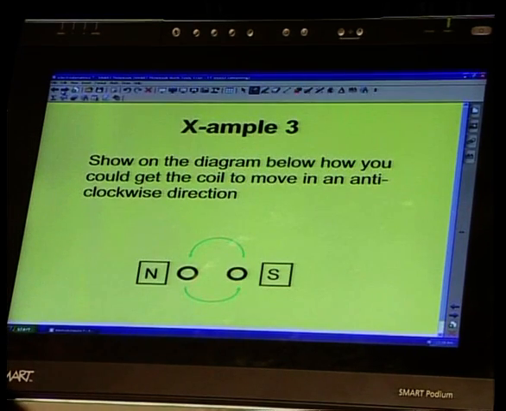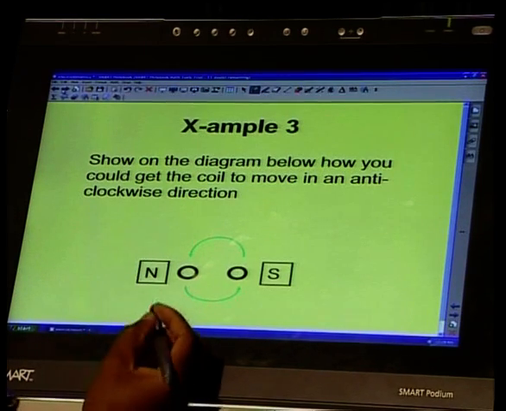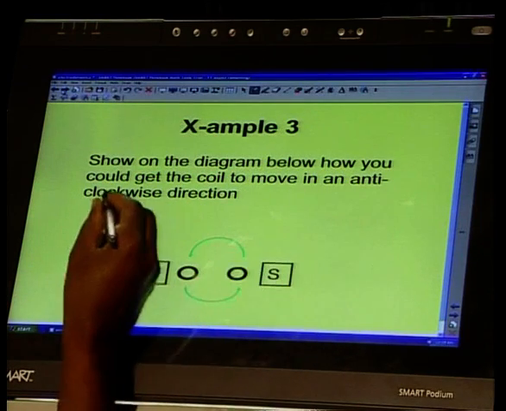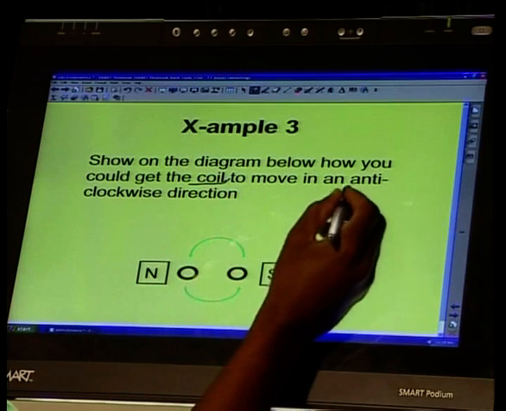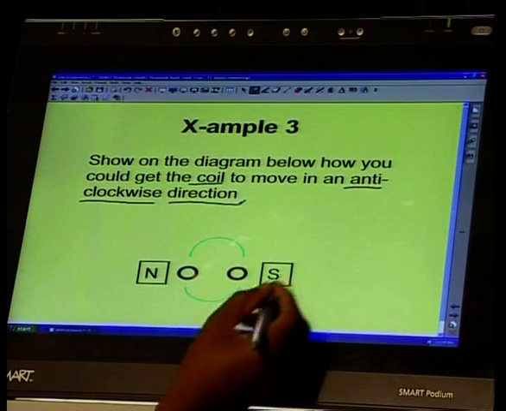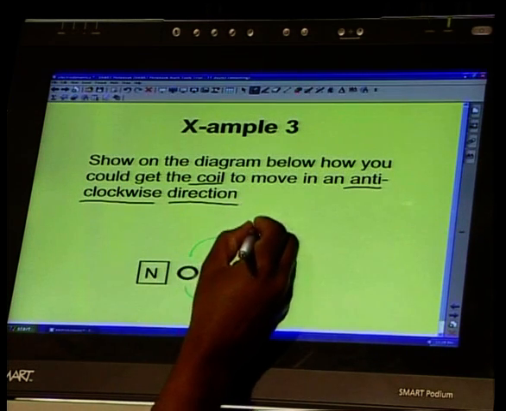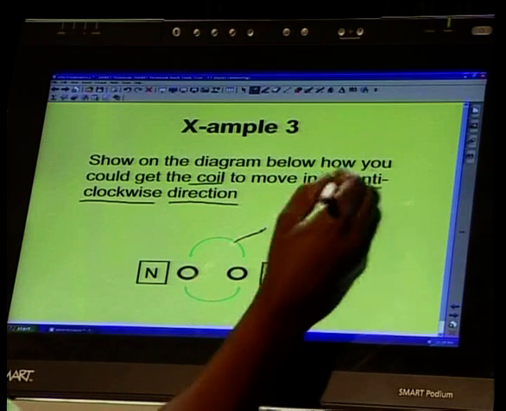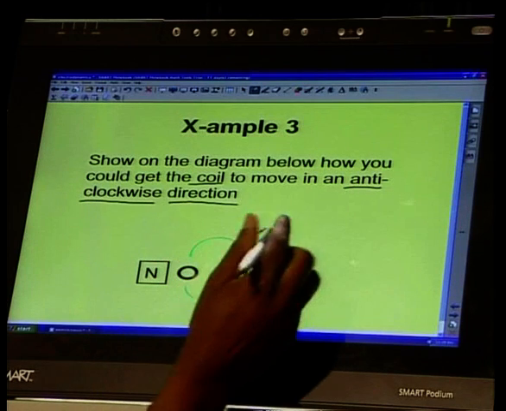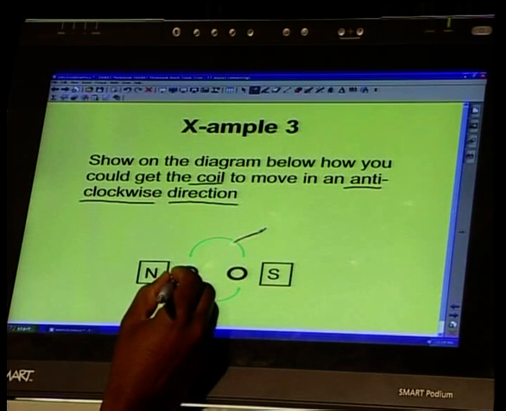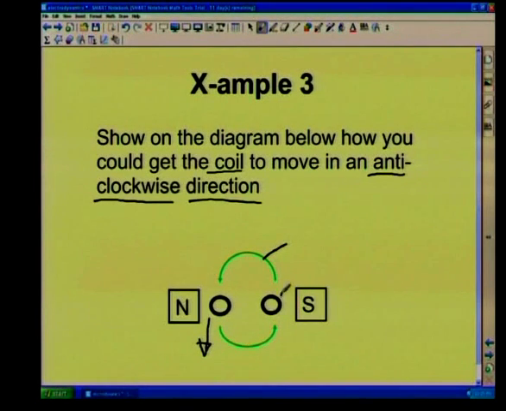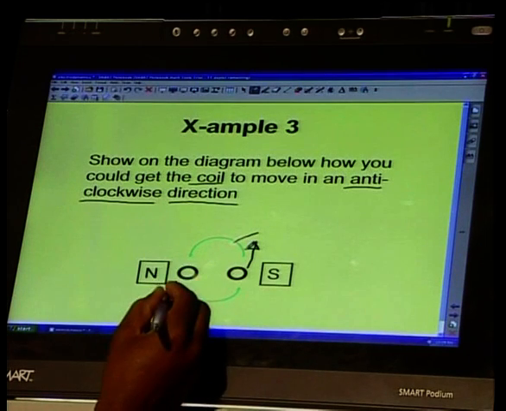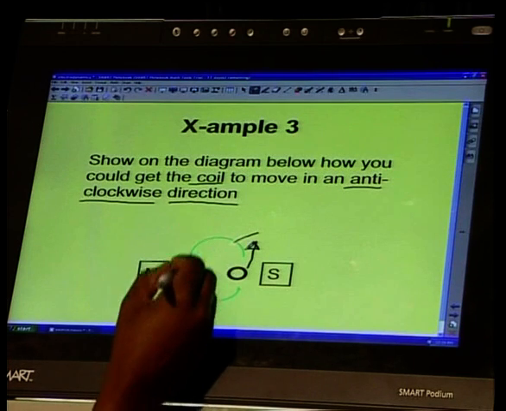Right, let's now have a look at example 3. Example 3 says, show on the diagram below how you could get the coil to move in an anti-clockwise direction. Anti-clockwise direction as shown by the green arrow. Remember the coil is what is inside the magnetic field. If we want the coil to move in that way, it means we want this side of the coil to go down and we want that side of the coil to go up. That is the anti-clockwise direction. In other words, we need the direction of the current on the left-hand side such that the force experienced pushes the conductor downwards.